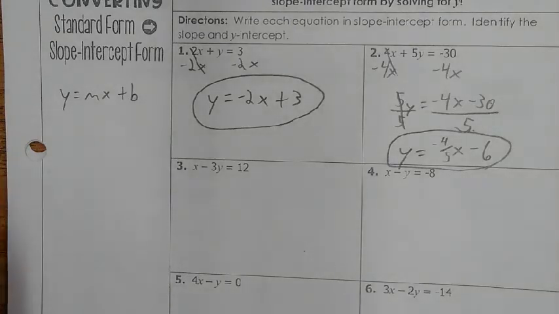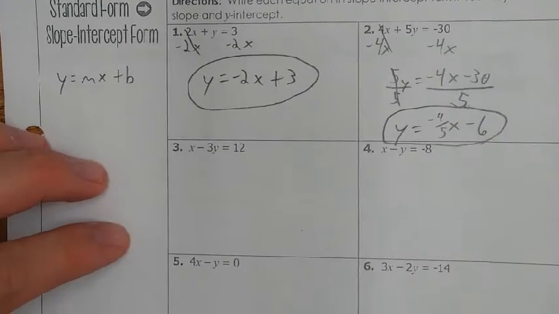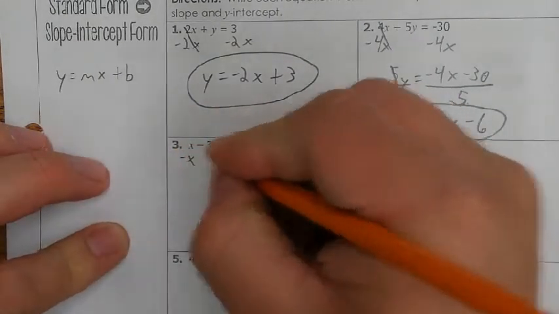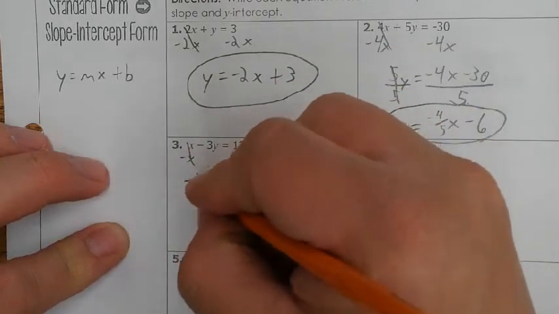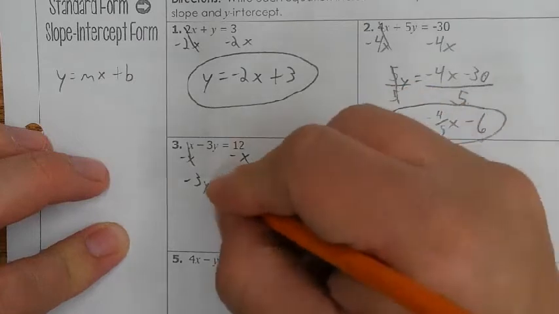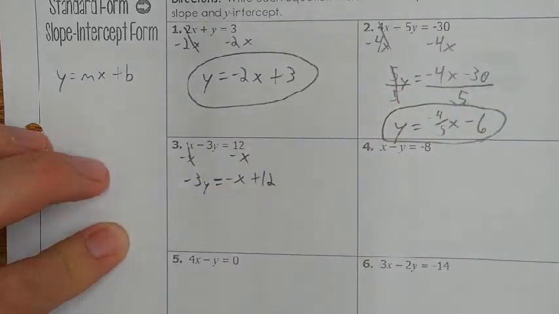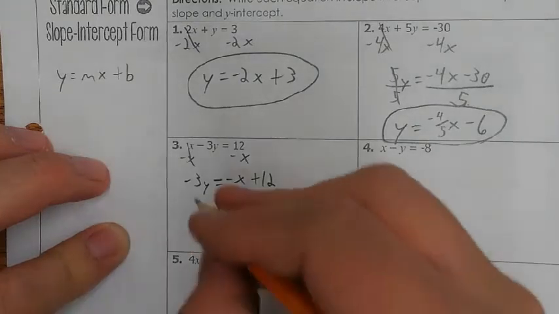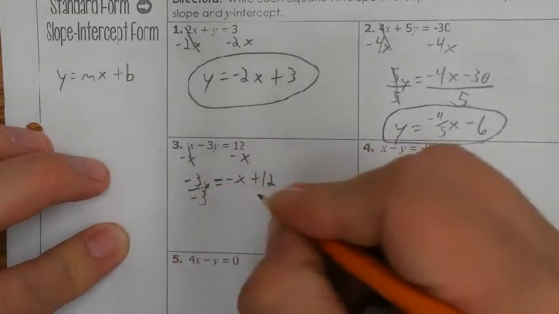So I'll still do a couple more with you. Number 3, what are we going to get rid of first? Minus x. Subtract x. Now I give you negative 3y equals negative x plus 12. All right, now how do I get the y by itself? Good, divide by negative 3.